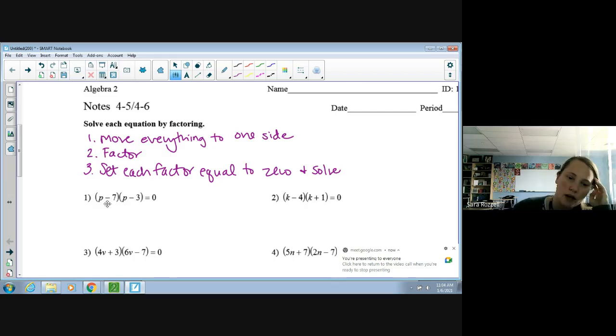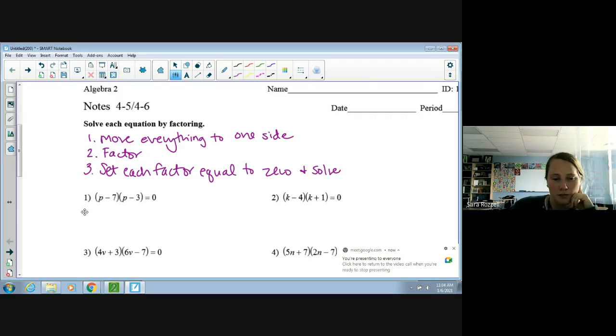Okay. So if I look at problem 1, p minus 7 times p minus 3 is equal to 0. It's already moved to one side and it's already factored. So steps 1 and 2 are already done for us. And we just have to do step 3, which is set each factor equal to 0 and solve both of the equations. So the factors are the things that are separated in the parentheses.